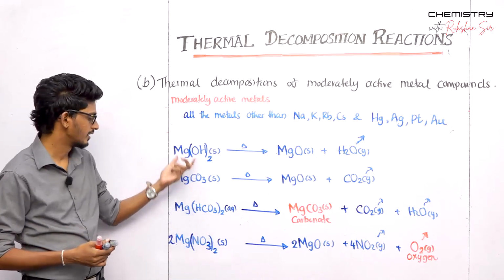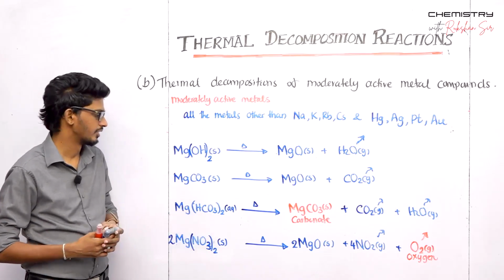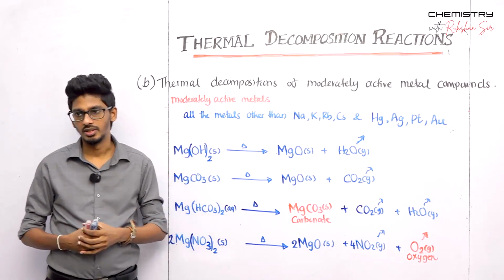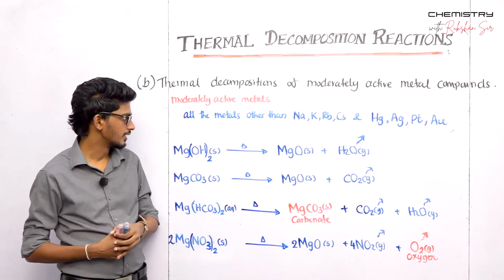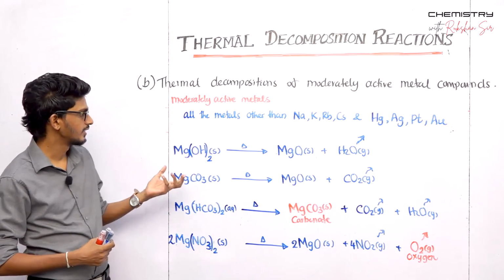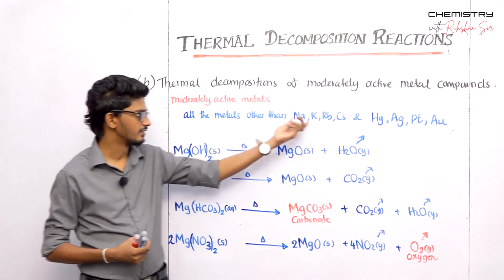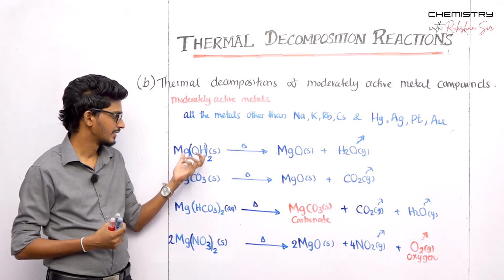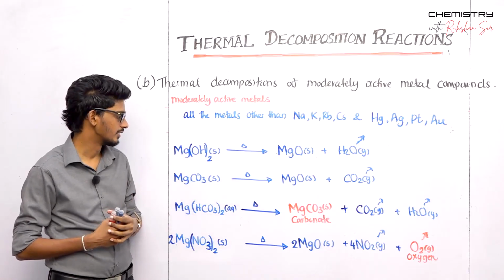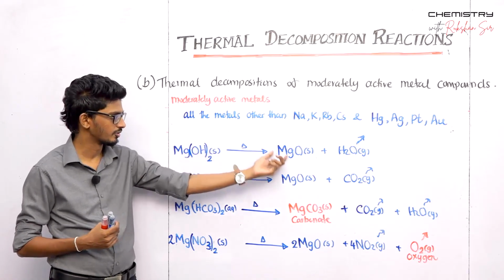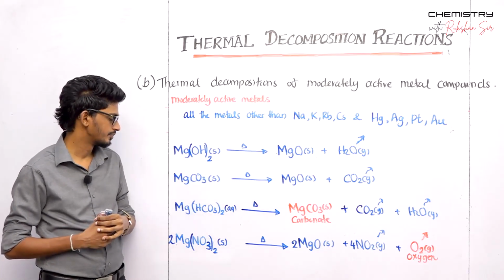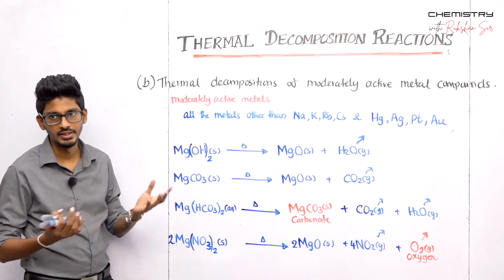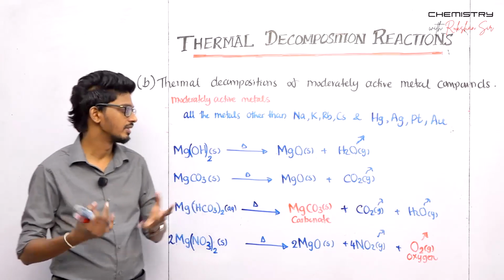The magnesium hydroxide, carbonate, bicarbonate, and nitrate. All these things will get decomposed under the moderately active metals, right? Not only for the magnesium, but also for all the other metals other than these guys. So for lithium hydroxide, the same trend will occur. Lithium hydroxide will decompose to lithium oxide and H2O, the metal oxide, and CO2 for the carbonate, like that. So if you are thinking of copper, the same thing will occur.